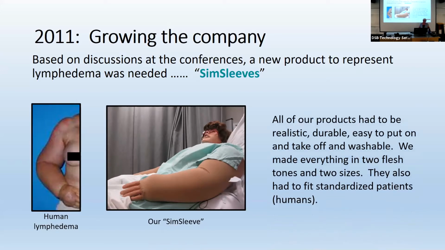All of our products had to be realistic, durable, easy to put on and take off, and washable. We narrowed it down, and we made everything in 2 flesh tones and 2 sizes. Mannequins come in 2 sizes. So we had to meet the need of both those labs that had the 2 different sizes.